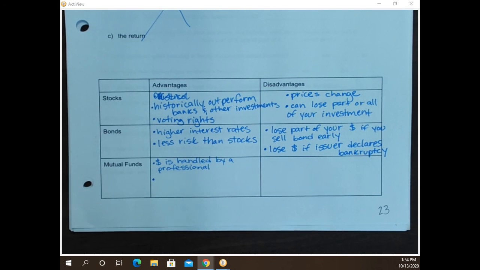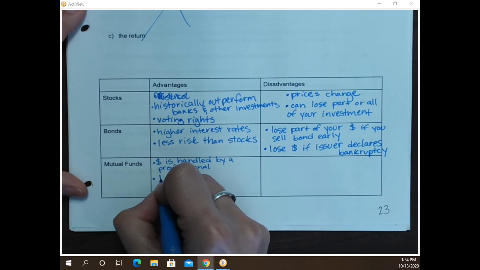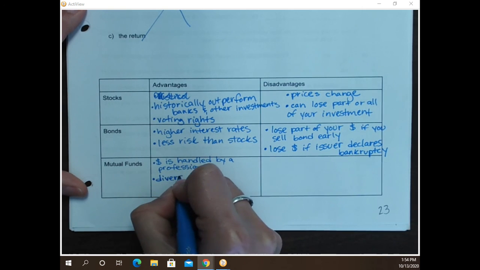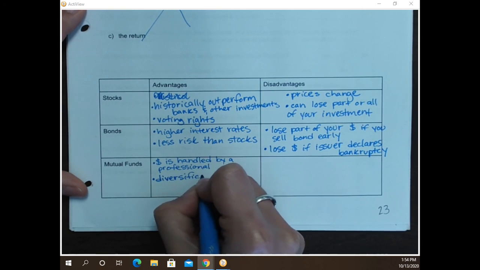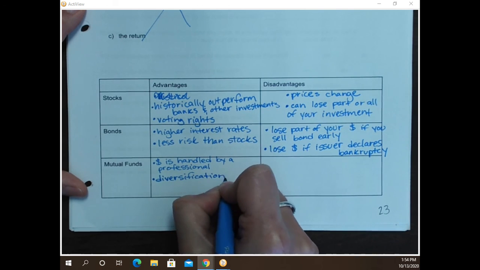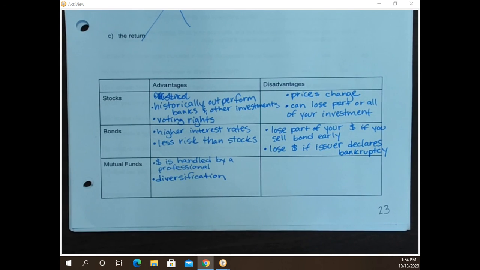The other good thing about a mutual fund is the fact that they're made up of different types of investments, stocks and bonds, and in some cases, maybe shorter term investments. That's called diversification. And that is a good thing when we talk about investments. So I've told you guys a couple times it's not my job to tell you this is good or this is bad, but diversification is a good thing, right?